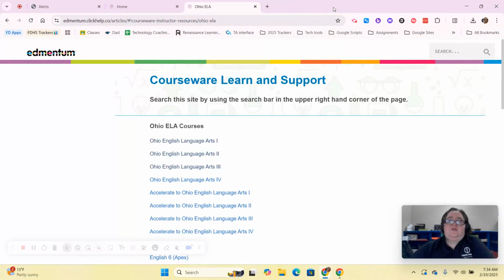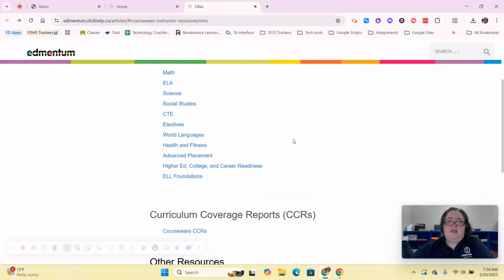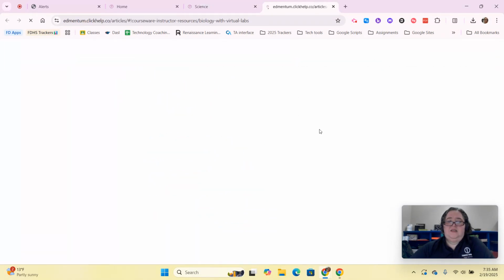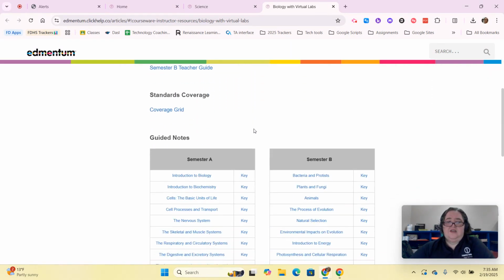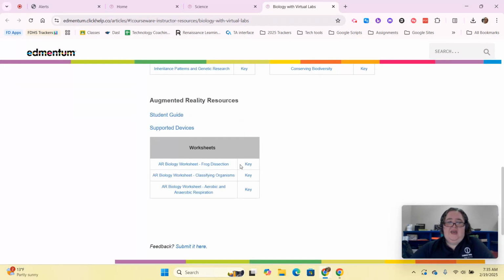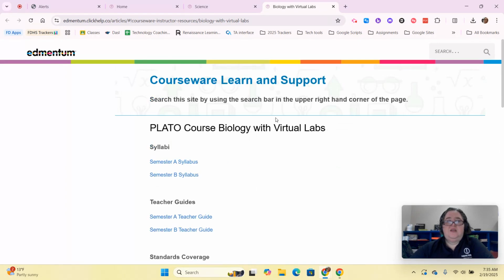Now, I'm going to go ahead and close this, and I do want to go back and show you some of the other ones. We have some really cool, when you go into science, the virtual labs. The AR labs are actually linked here. So if I scroll down, in addition to the guided notes, I have the worksheets that go with frog dissection, right? Classifying organisms, all these augmented reality things that they're doing. And we can even look at what our supported devices are. So this could lead to some really cool and interesting ways that you could teach biology.